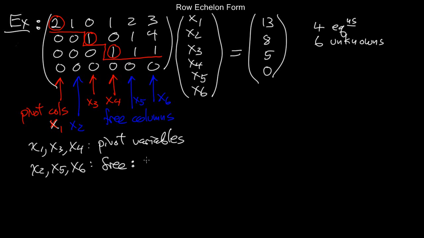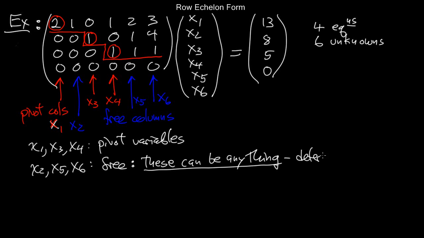And the point is that you can set these 3 free variables to be whatever you want, and then the pivot variables will be completely determined. The x2, x5, and x6 can be anything, and then you're done. That determines the pivot variables if you're trying to solve this equation.